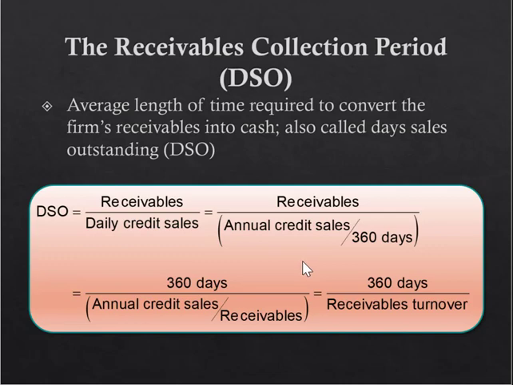The receivables collection period, DSO, days sales outstanding, is how long it takes you to receive the cash from your business after you make a sale. So you're going to take your receivables and divide that by daily credit sales. That's your receivables divided by annual credit sales over 360 days. And again, you can flip it, so it's 360 days divided by annual credit sales over receivables, which is receivables turnover. As long as you have each one of these components, you can calculate your days sales outstanding.